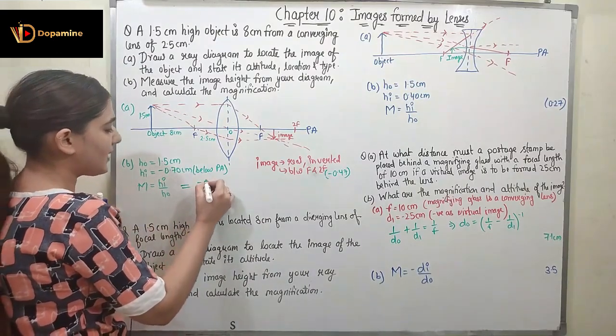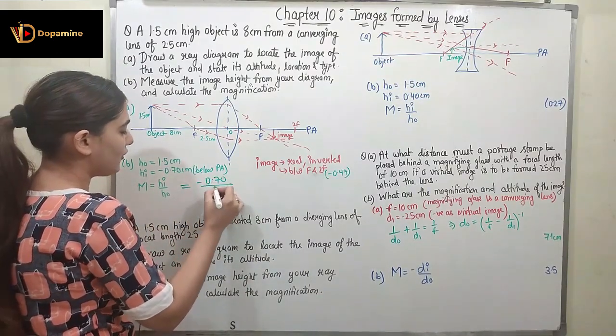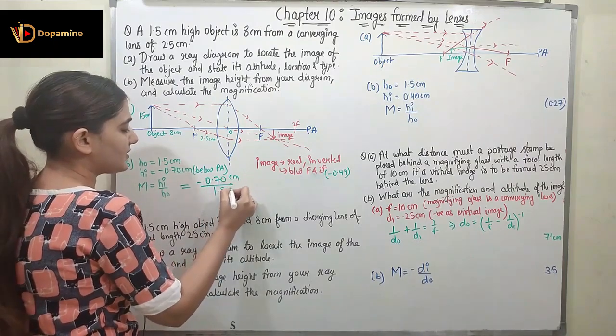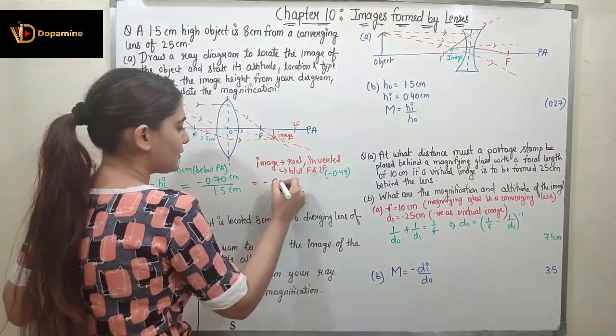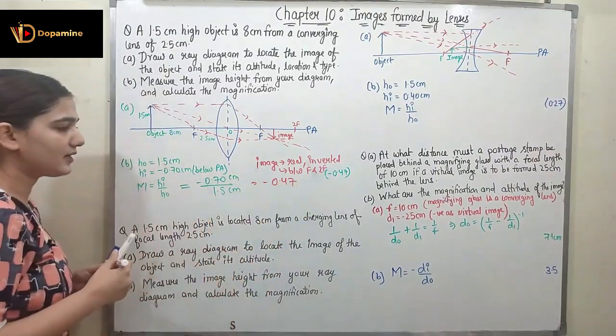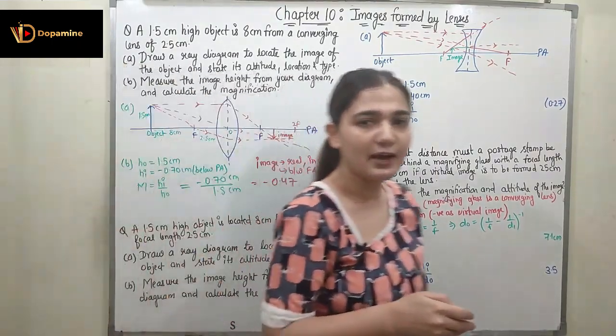What is the height of image? Minus 0.70. What is the height of object? 1.5 centimeters, right? So now when you divide it, you are going to get minus 0.47, and this is the magnification of the given lens. I hope you understood this.